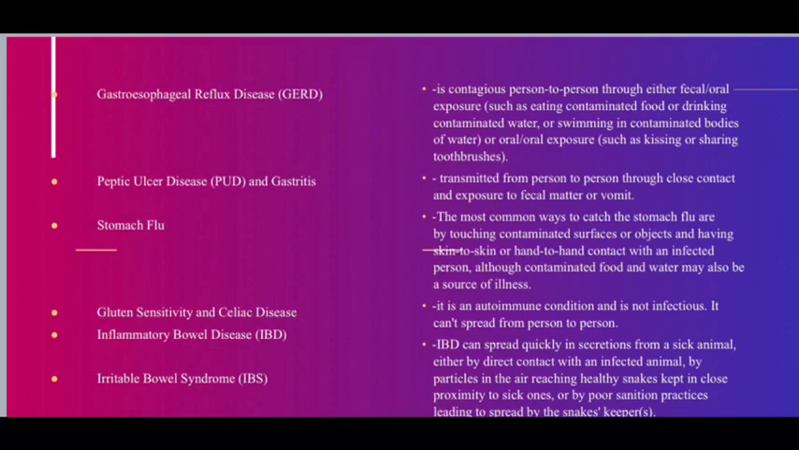Ang IBD can spread quickly in secretion from a sick animal, either by direct contact with an infected animal, by particles reaching healthy snakes kept in close proximity to sick ones, or by poor sanitation practices leading to spread by the snake keepers. And then the next one is the irritable bowel syndrome, or IBS.